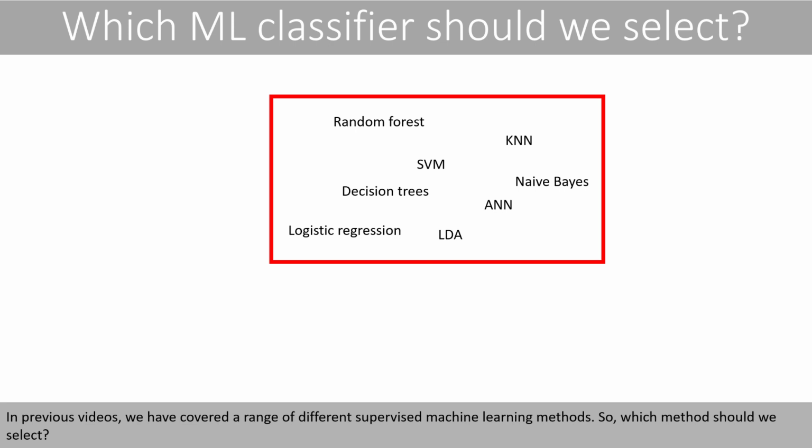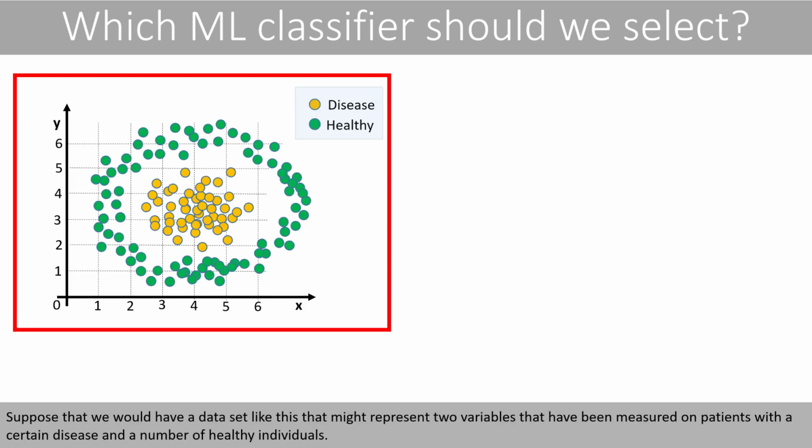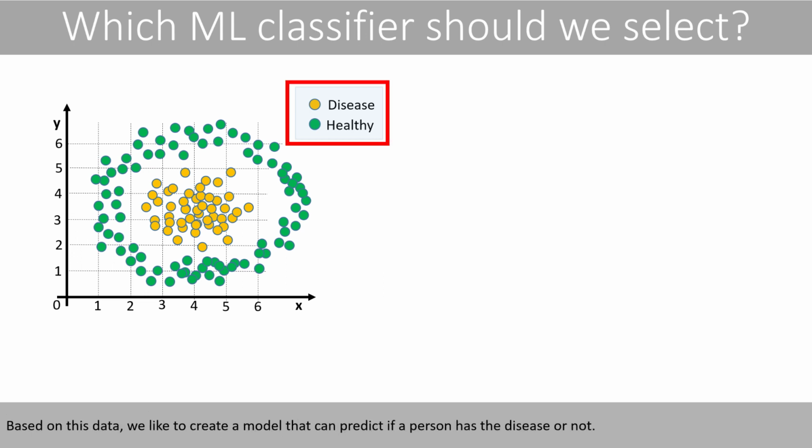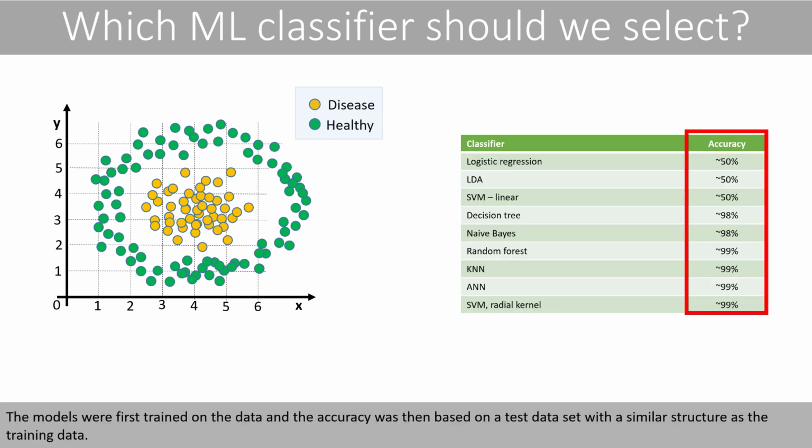In previous videos, we have covered a range of different supervised machine learning methods. So, which method should we select? Suppose that we would have a dataset like this that might represent 2 variables that have been measured on patients with a certain disease and a number of healthy individuals. Based on this data, we would like to create a model that can predict if a person has the disease or not. The models were first trained on the data, and the accuracy was then based on the test dataset with a similar structure as the training data.